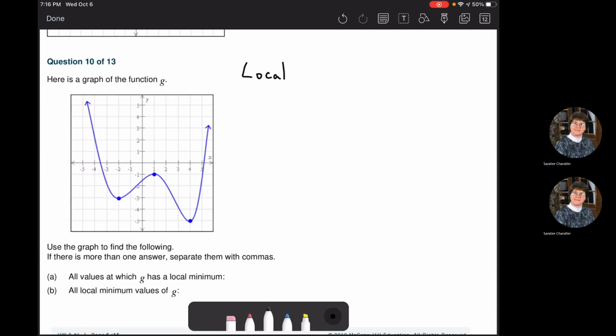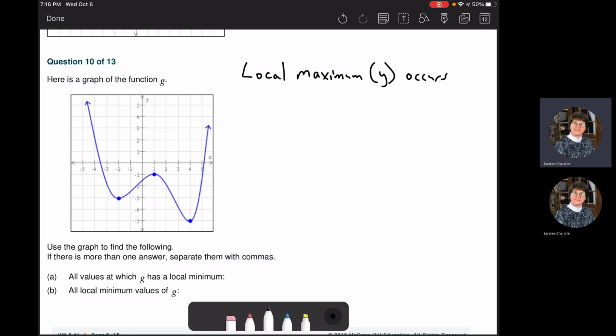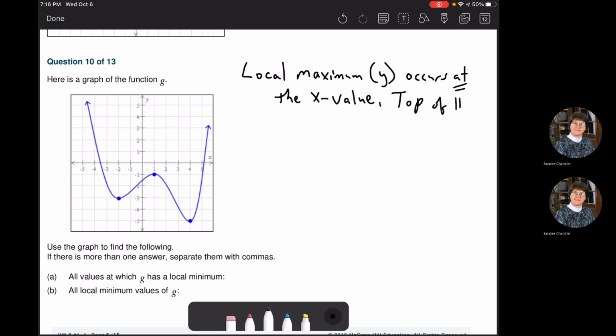Local maximum is the y value. Occurs at, keyword, the x value. They're at the top of the hill. So you have something going up, you'll have an ordered pair x, y at that point.